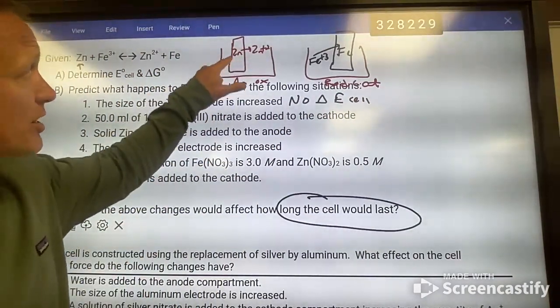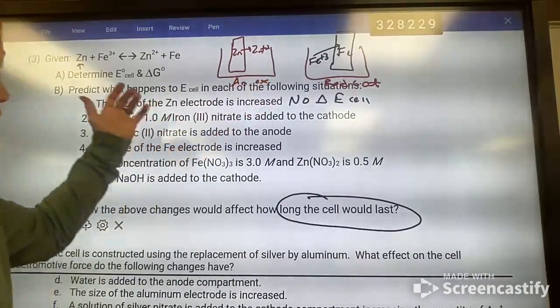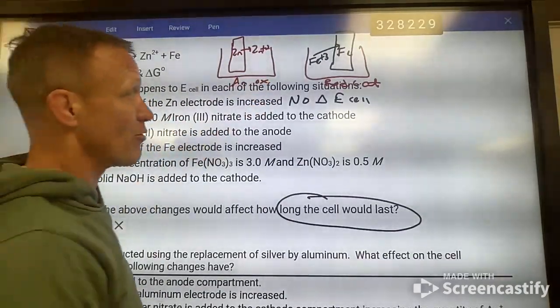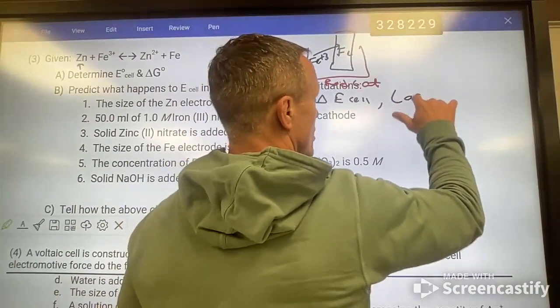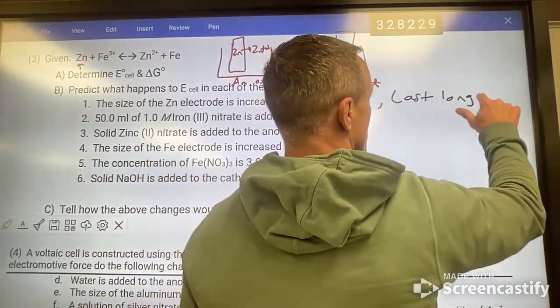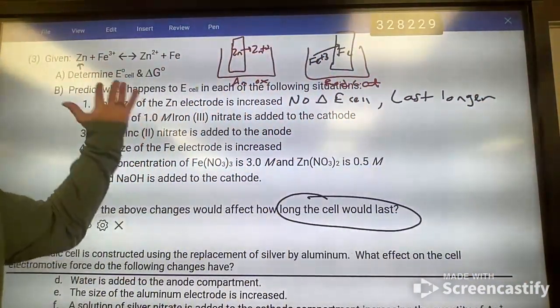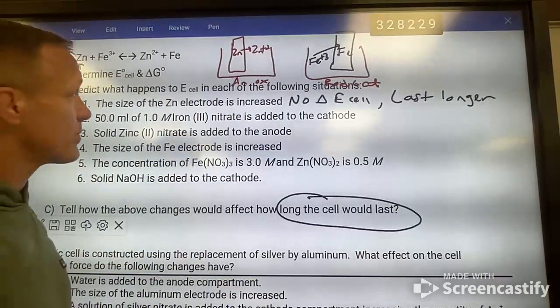Think about it. The zinc is turning into zinc plus 2, so this electrode's getting smaller as zinc is becoming dissolved. If we have more zinc, our battery would last longer, assuming we have enough iron ions to react with it. It would be a longer lasting one because we have more reactant available, assuming we have enough iron with it.